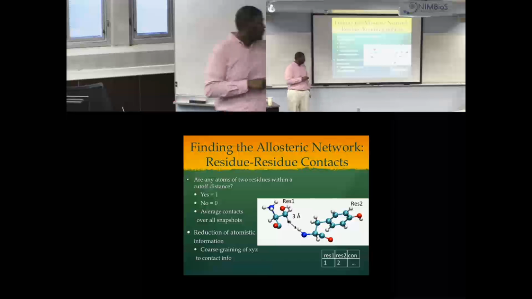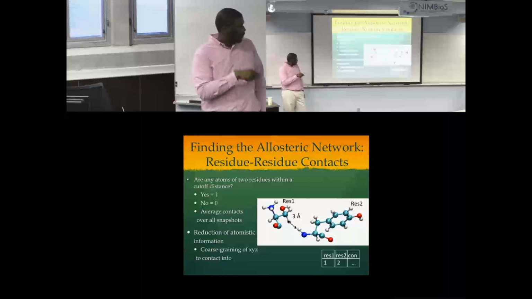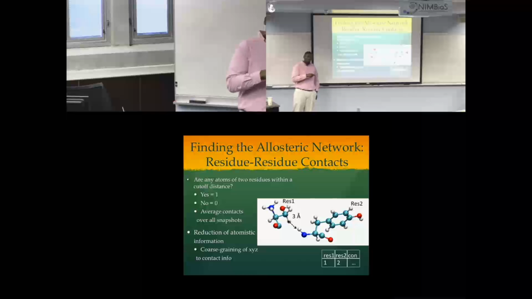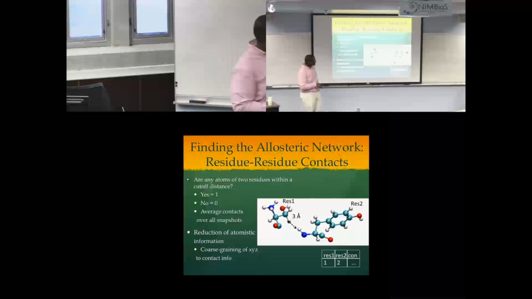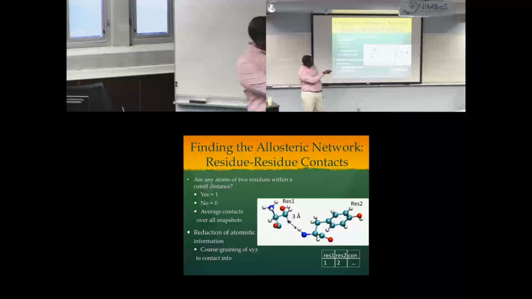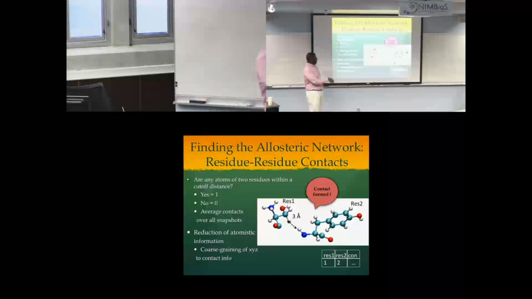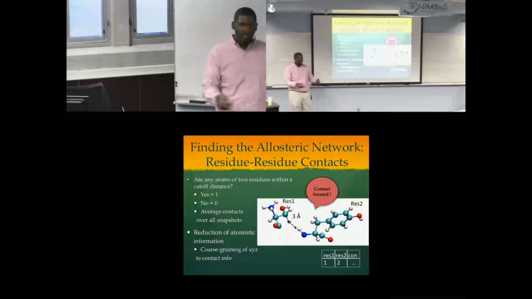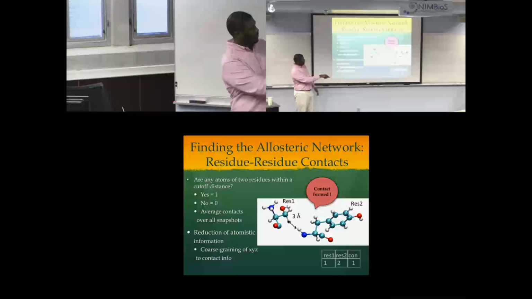Is it 1 or 0? Okay, so that's that first. This is a way of coarse graining that X, Y, Z Cartesian information into contact information. Our two residues here, I forgot to say my cutoff: you have a cutoff distance to say when they're able to contact each other, and I'm setting it at 4. There's 3 angstroms between those two closest atoms of the residues, so they've made a contact. Yes, contact formed. So now we record that down here, 1 for yes, contact formed.